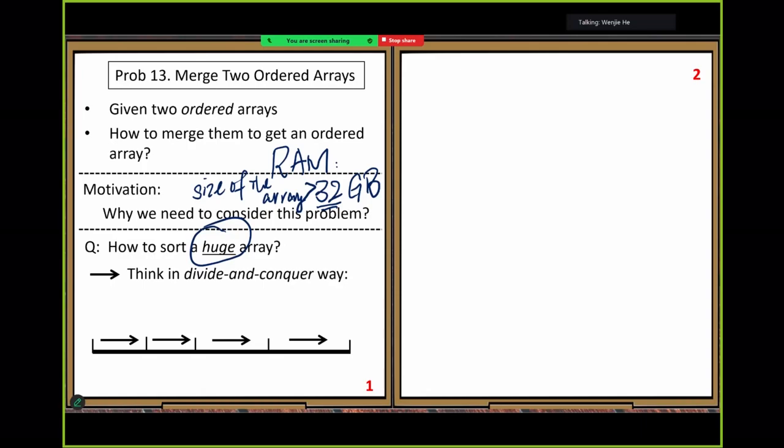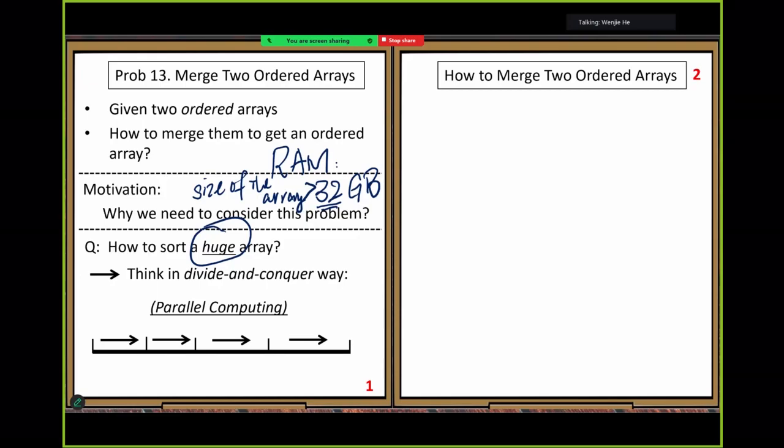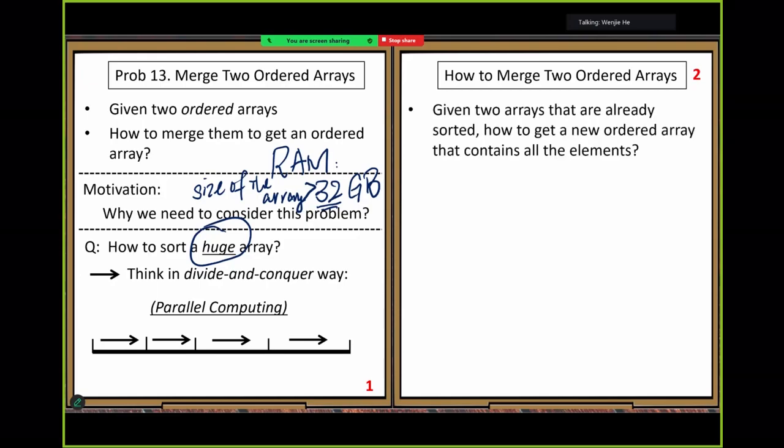You can handle it. All right, so here you can see, here we need to merge two ordered arrays. Although when we split, we can even use parallel computing to speed up the performance, here our focus is at the fundamental part, merge two ordered arrays. Now let's try to solve this problem.